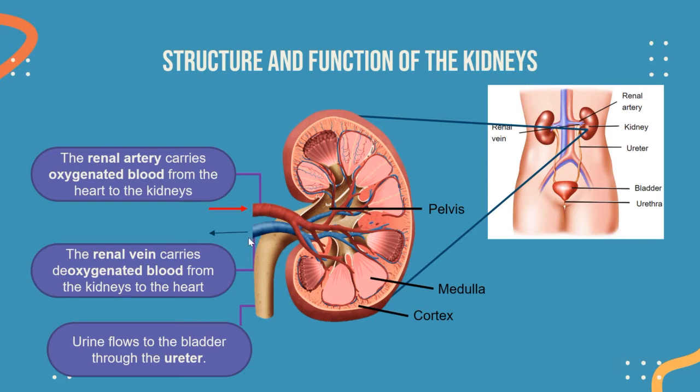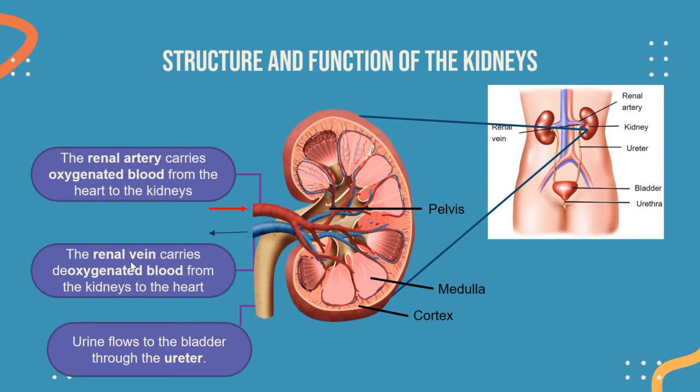And then this is referred to as the renal vein. So what is the function of the renal artery? The renal artery carries oxygenated blood from the heart to the kidney. So the renal artery will supply oxygen to the kidney.